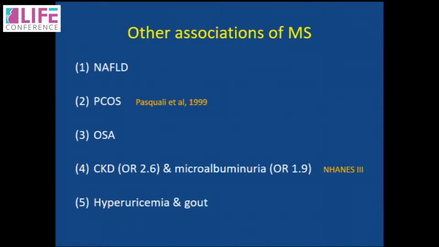Chronic kidney disease is another. The NHANES data shows that the odds ratio of chronic kidney disease is 2.6 for people with metabolic syndrome, and for people just having microalbuminuria it is 1.9. And hyperuricemia and gout is something that we hear of quite often as well.